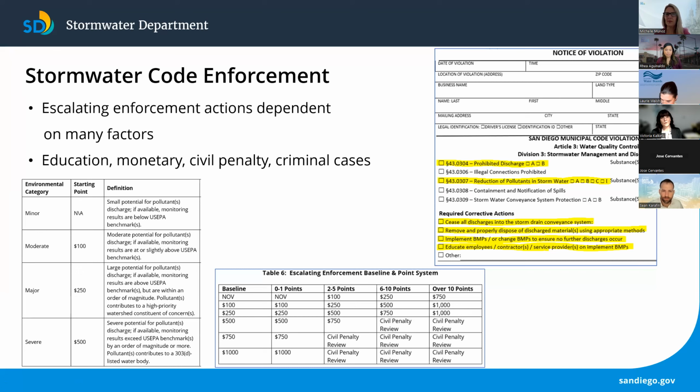So as part of our stormwater program, we have a dedicated stormwater code enforcement team that handles only stormwater violations of the municipal code. And violations of the code will receive enforcement actions ranging anywhere from an educational letter to monetary fines, civil penalties, and even criminal charges on some really egregious situations. But the monetary fines that we typically give are administrative, and it's usually from $100 to $1,000, depending on lots of different factors, and civil penalties usually start at $3,000, and I've seen them as high as $40,000, but it really depends on the situation.